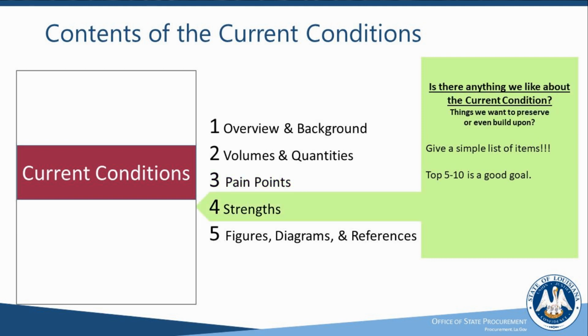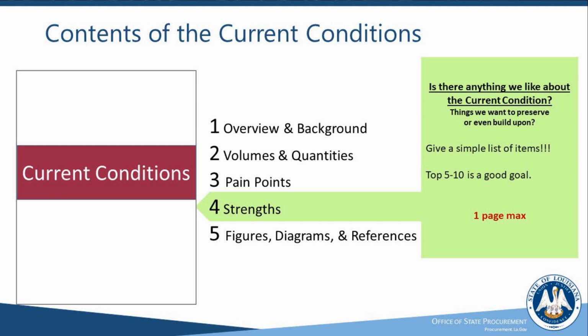Similar deal for number 4 is strengths. Is there anything that you actually like about our current conditions? Are there things that we want to build upon? Are there things that we want to preserve in the future? Well, it's good to point those out here so that they don't get overlooked by the proposing vendor community. Once again, top 5 to 10 things at most is completely fine. If you have that many strengths, many times we find that agencies have a lot of shortcomings they want to address and maybe fewer strengths that they want to preserve, but don't overlook that part. If there are strengths to preserve, put them here. Once again, single page maximum is fine.